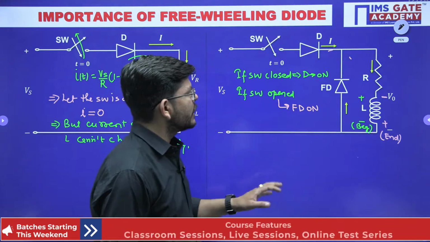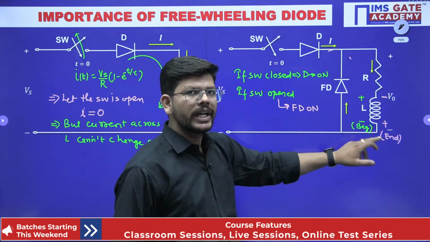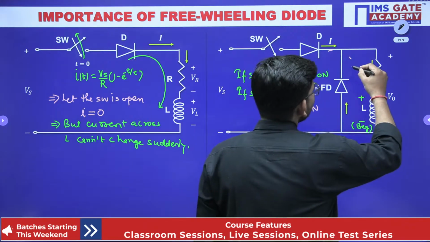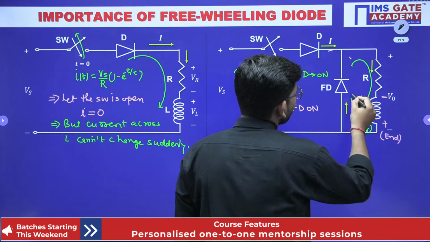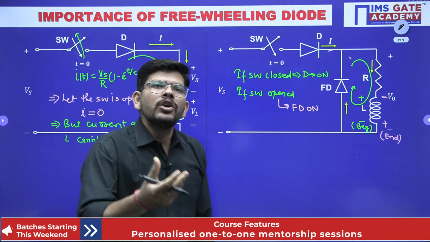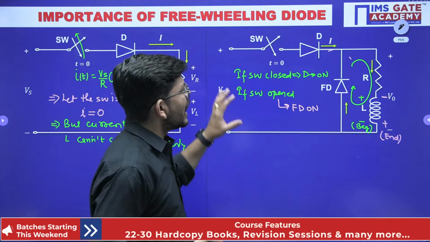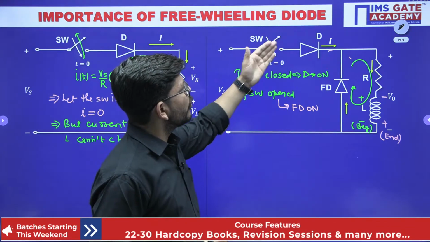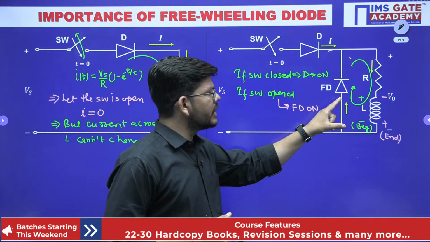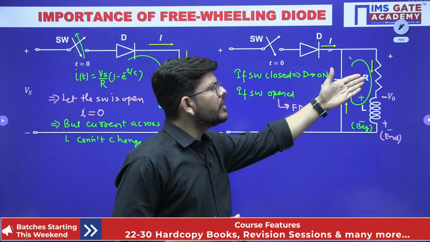So how has the inductor opposed that? The inductor has reversed its polarity, and as we have a freewheeling diode, the current will circulate in this path. So the current has not suddenly become equal to 0. The inductor stored energy when the switch was on and the diode was forward biased. Now it has got a path to release its energy through this freewheeling diode into the resistance.